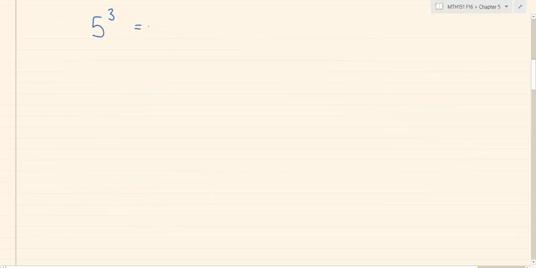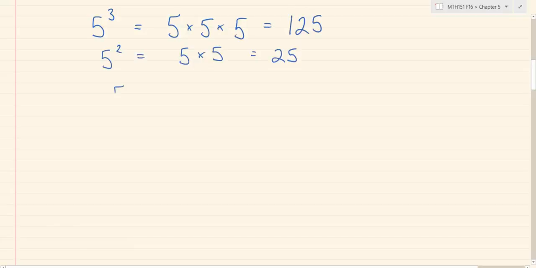by itself. What is 5 to the 3rd power in expanded format? Like if you were to write it out. 5 times 5 times 5, which is 125. 5 to the 2nd power. 5 to the 1st power. 5 to the 0. 1.